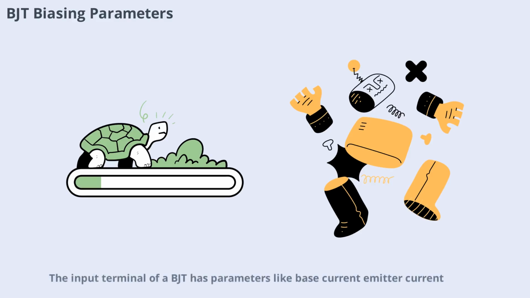The input terminal of a BJT has parameters like base current, emitter current, and base emitter voltage, VBE. The output terminal features collector current, IC, and collector base voltage, VCB. Biasing voltage is applied to both terminals, ensuring proper operation. These parameters are fundamental for understanding how BJTs amplify signals and maintain stability in electronic circuits.